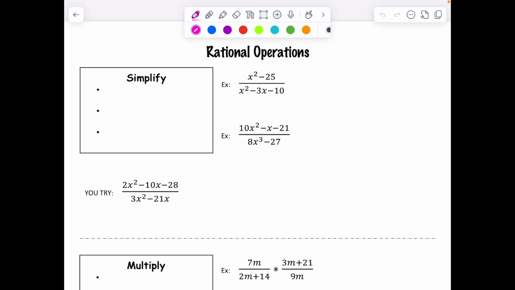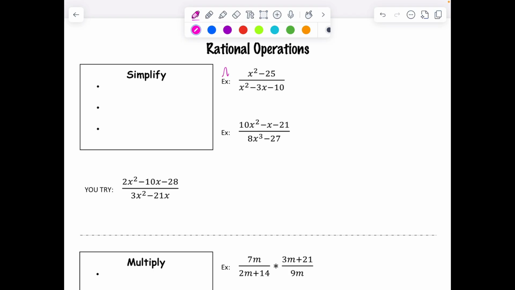Today we're going to talk about rational operations, and we're going to start with very simple ones. So the first thing we got to think about, if we look at this example here, and we're going to call this example A, we have x squared minus 25 over x squared minus 3x minus 10, and this is division. So we are going to try to simplify this down, and so the first thing we have to do to simplify is to factor. And we factor both the top and the bottom. So we're going to do that first.